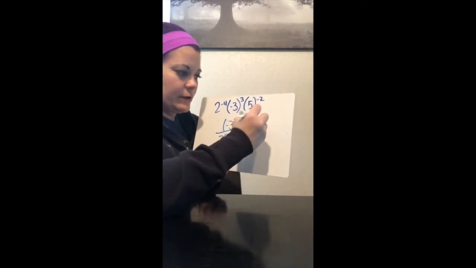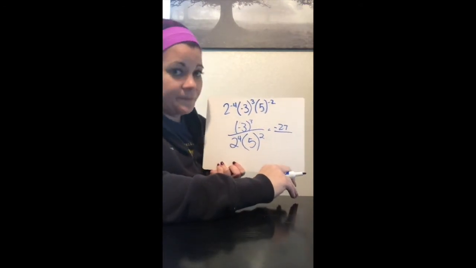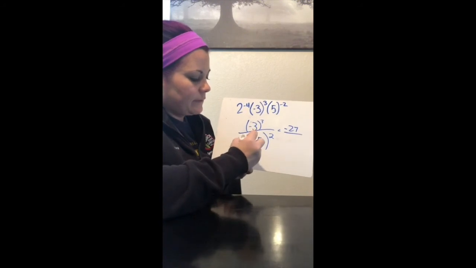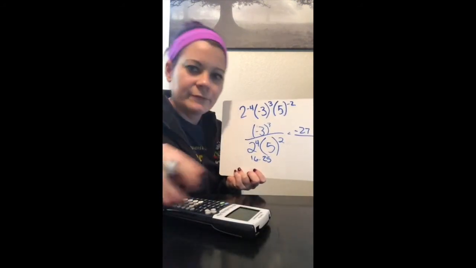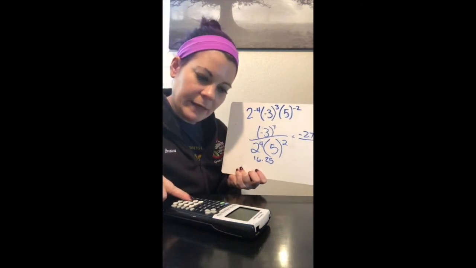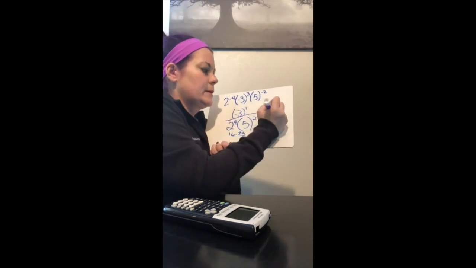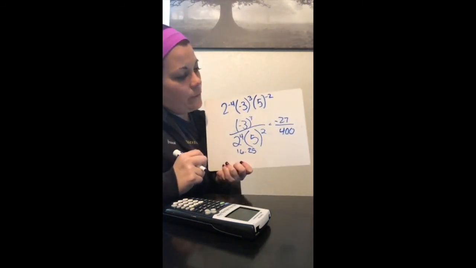Now we just got to do it. Negative 3 to the 3rd is negative 27 because that's negative 3 times negative 3 times negative 3. And then 2 to the 4th is 16. And then 5 squared is 25. I'm just going to plug it into my calculator. 16 times 25 is 400. So my final answer is negative 27 over 400.